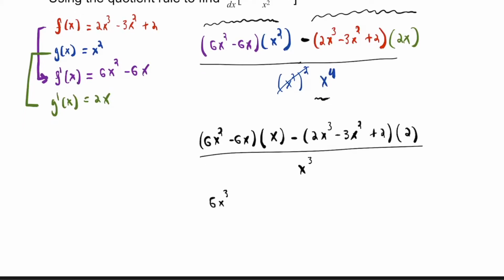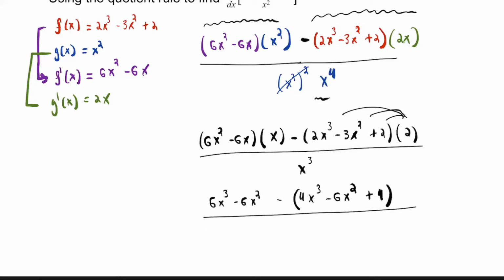So we'll have 6x cubed minus 6x squared minus all of, now we're doing 2 times all of these things, 4x cubed minus 6x squared plus 4. And all of this is going to be divided by x cubed. So what we have here is, first of all, with the cubes, 6x cubed minus 4x cubed. Well, that's 2x cubed. So now we've taken care of those.